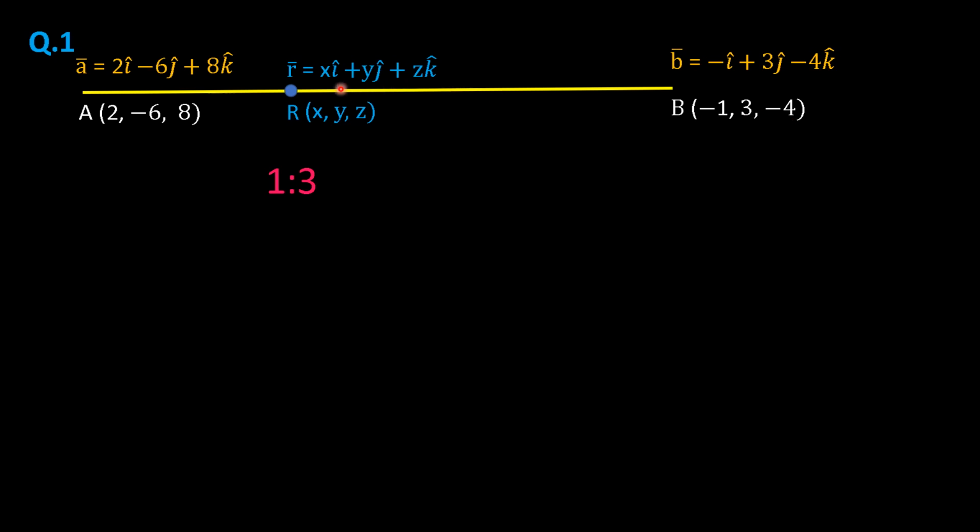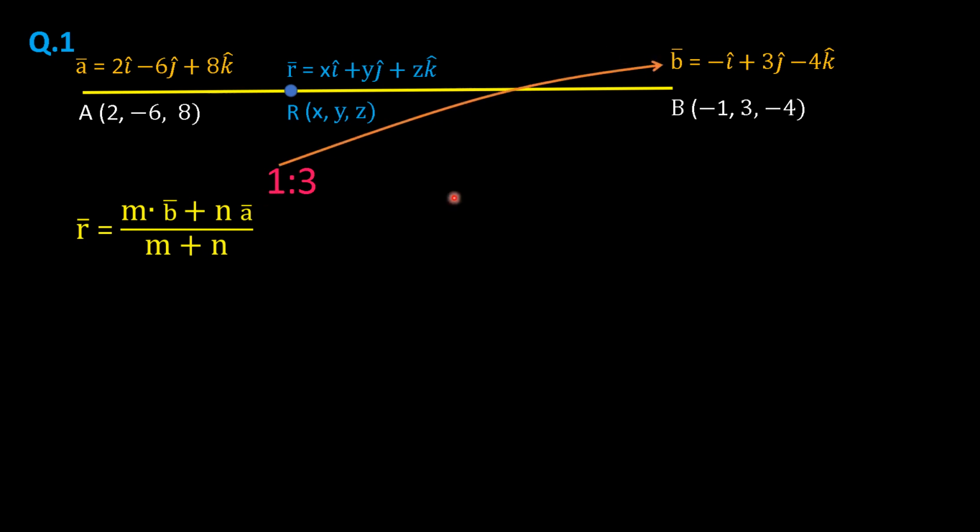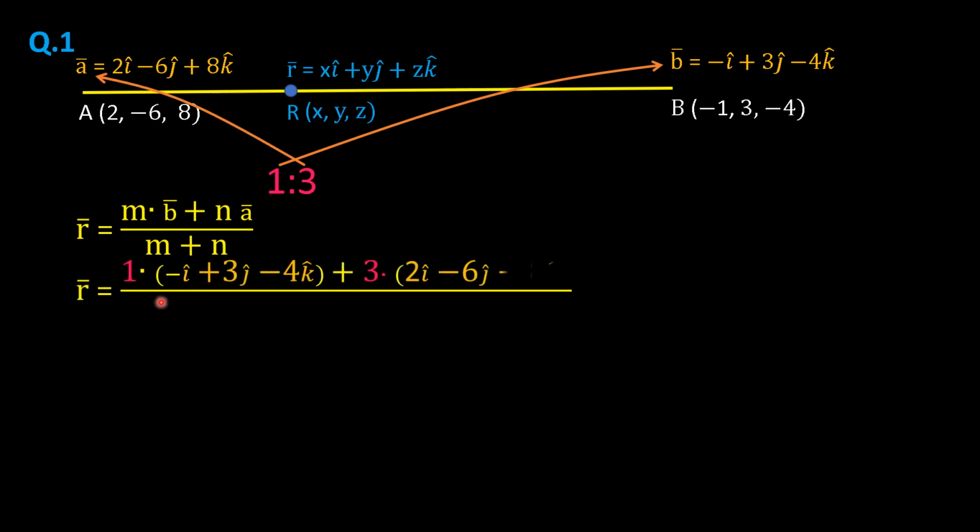Now, in order to find R bar, we will use section formula for internal division, which goes like this: R bar equals M B bar plus N A bar divided by M plus N. Now, working crosswise, we write 1 to B bar and 3 to A bar, and write R bar equals 1 B bar plus 3 A bar divided by 4.